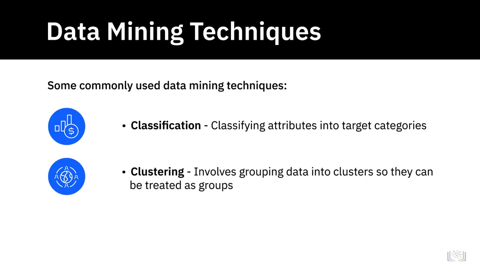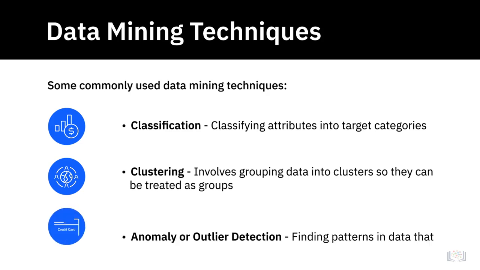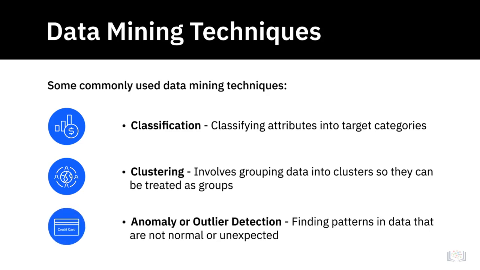Clustering is similar to classification but involves grouping data into clusters so they can be treated as groups. For example, clustering customers based on geographic regions. Anomaly or outlier detection is a technique that helps find patterns in data that are not normal or unexpected. For example, spikes in the usage of a credit card that can flag possible misuse.